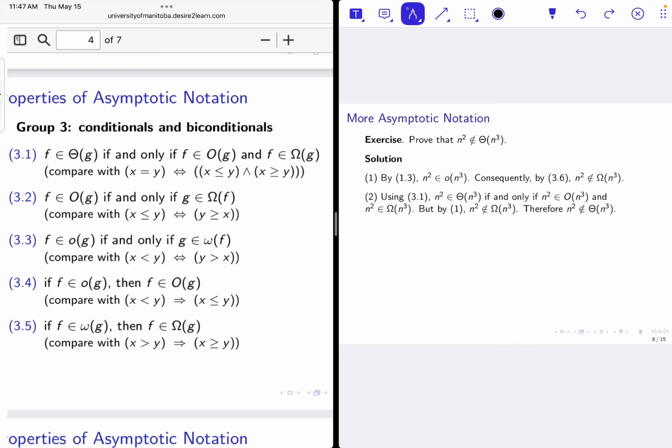And then we have that if and only if alternate definition of big theta. f is in big theta of g if and only if it's in both big O and big omega of g. We just showed that it's not in big omega. That is, n squared is not in big omega of n cubed. So since it's not in big omega, and big theta requires both big O and big omega, we can conclude that n squared is not in big theta of n cubed.